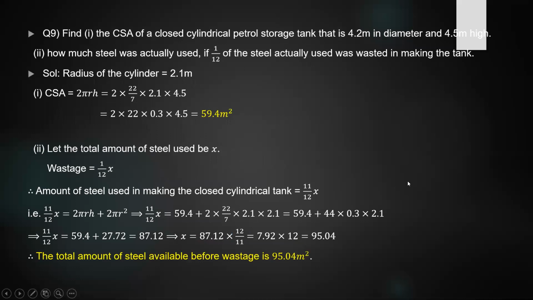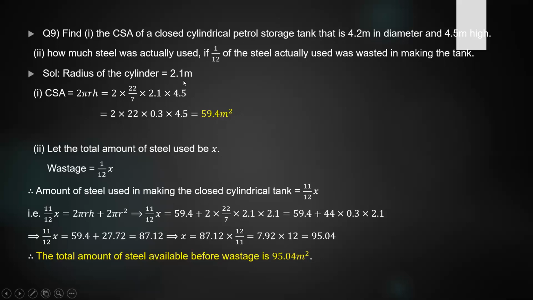Question number 9, again, it's a good question. Find the CSA of a closed cylindrical petrol storage tank that is 4.2 meters in diameter and 4.5 meters high. How much steel was actually used? If 1/12 of the steel actually used was wasted in making the tank.